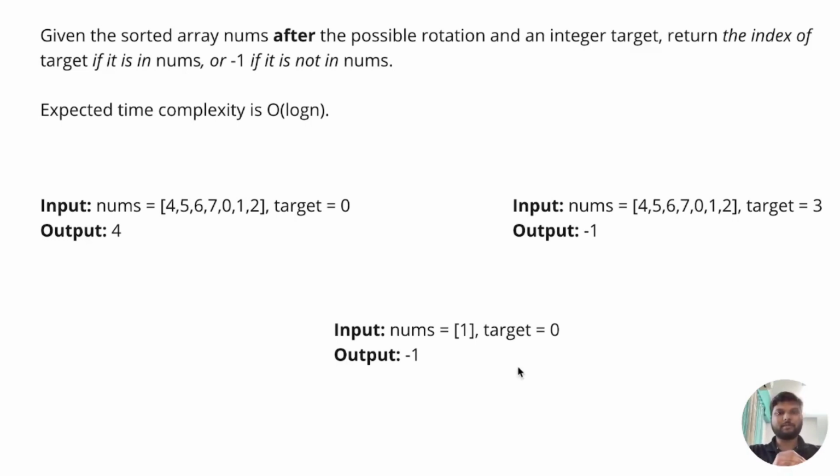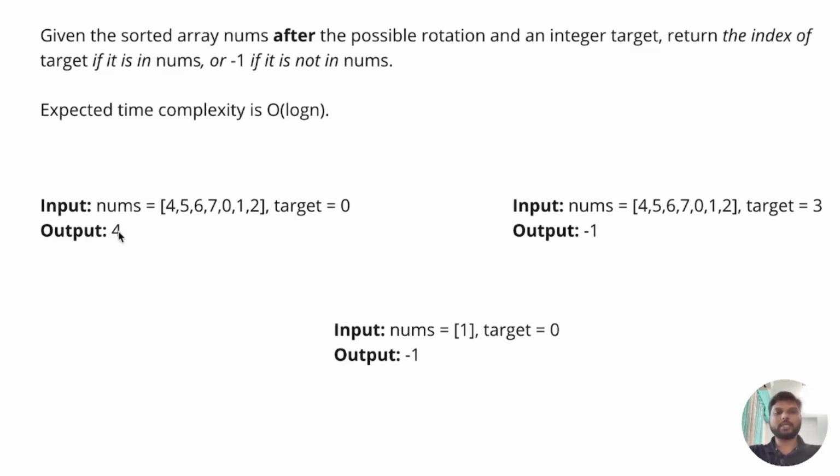Now let's look at the problem statement which is given on the screen. Given the sorted array nums after the possible rotation and an integer target, return the index of target if it is in nums or -1 if it is not in nums. Basically we need to search the target in the nums array, but there is a small condition given here. The array is actually sorted and it can have a possible rotation. The expected time complexity is O(log n).